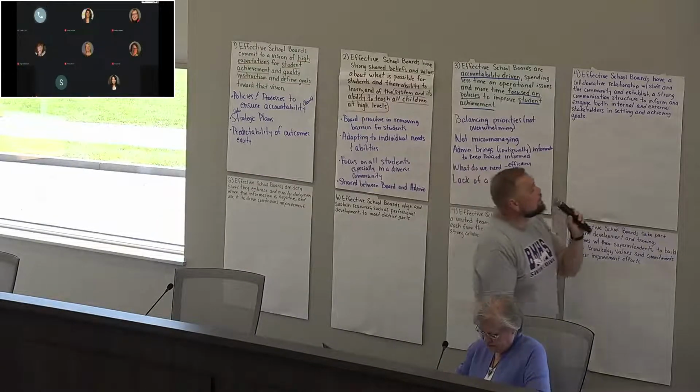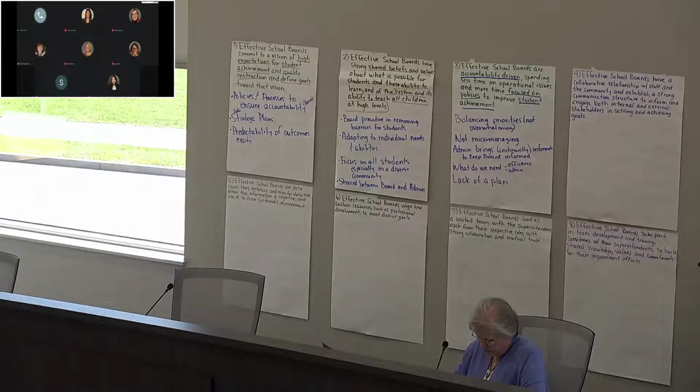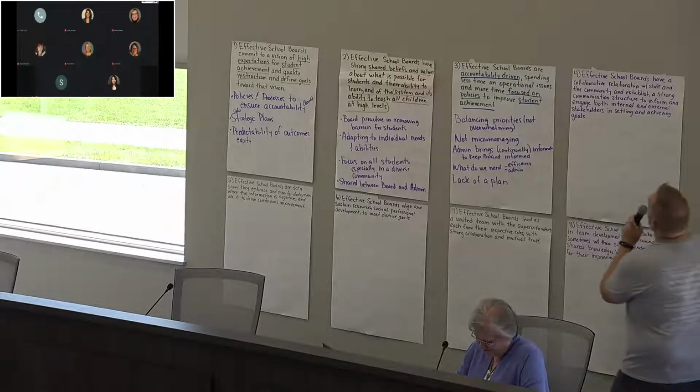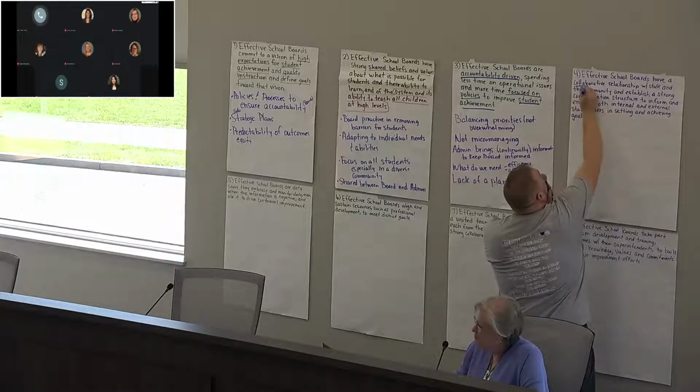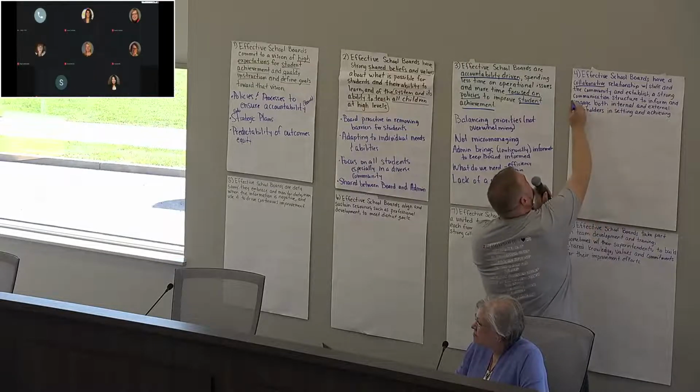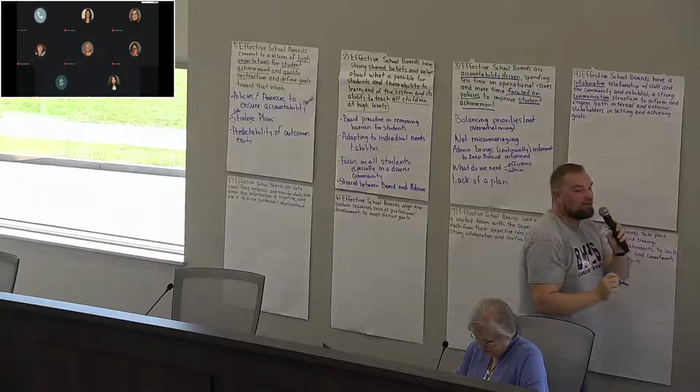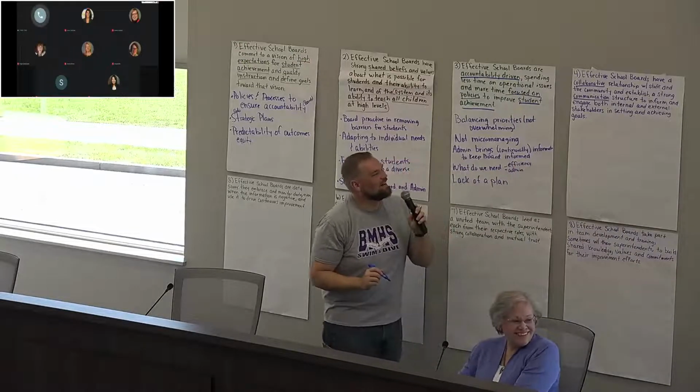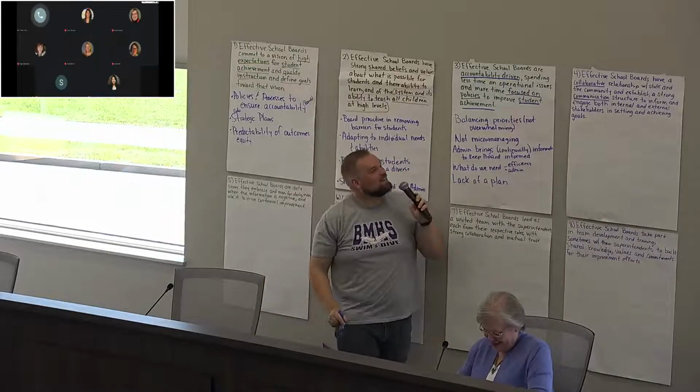Okay. Number 4, effective school boards have a collaborative relationship with staff and the community and establish a strong communication structure to inform and engage both internal and external stakeholders in setting and achieving goals. What are the key words that pop out to everybody in this one? Communication. Collaboration, or collaborative relationships. Okay. John, I thought you had your finger on the button. She took mine, but let's put in there community. Okay.